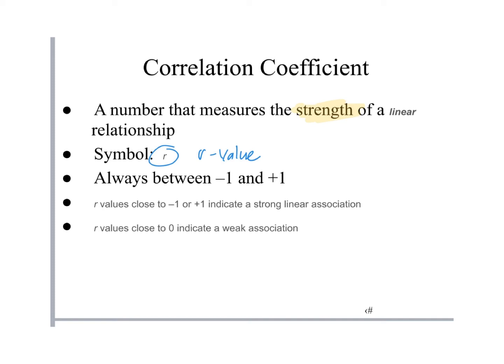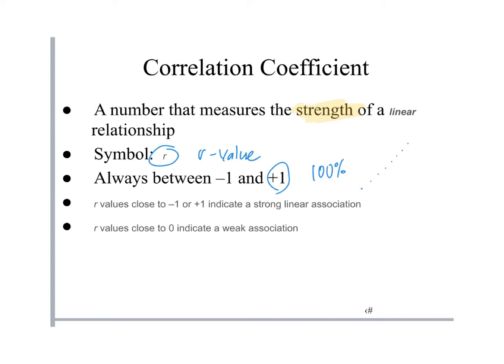Values close to -1 or +1 indicate a strong linear association. Values close to 0 indicate weak. So why is it between -1 and 1? Well, because if you're at, let's say, a positive correlation, +1, this is meaning that 100% of your values are matching up. It's correlating 100% linear. And it's going to look like this, right? 100%. There's no variability in your values.